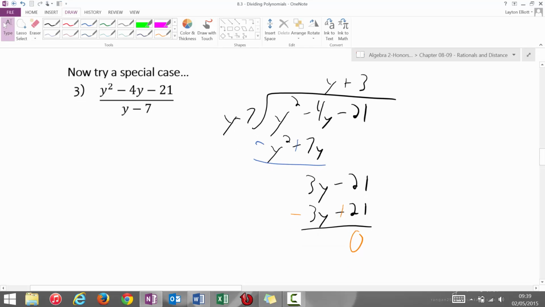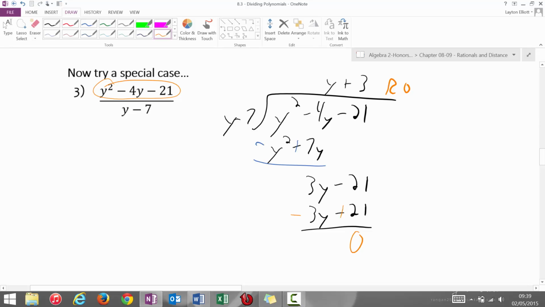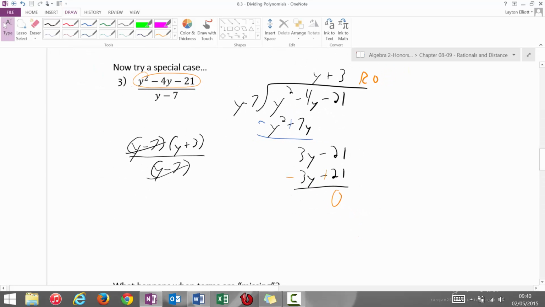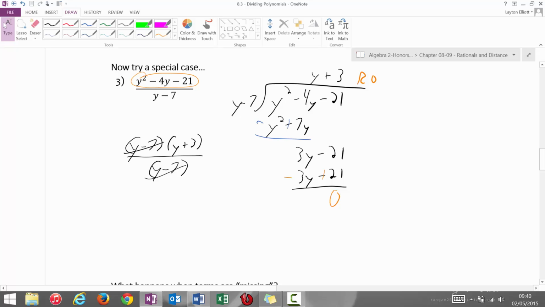Now, what does that mean? I have a remainder of 0. That means that this original one could have factored. That y squared minus 4y minus 21 was actually factorable into y minus 7 and y plus 3. And an easier way to divide that would have just been to do this. But this is a way to check to make sure that that works, and to check with large polynomials that might not factor so easily.